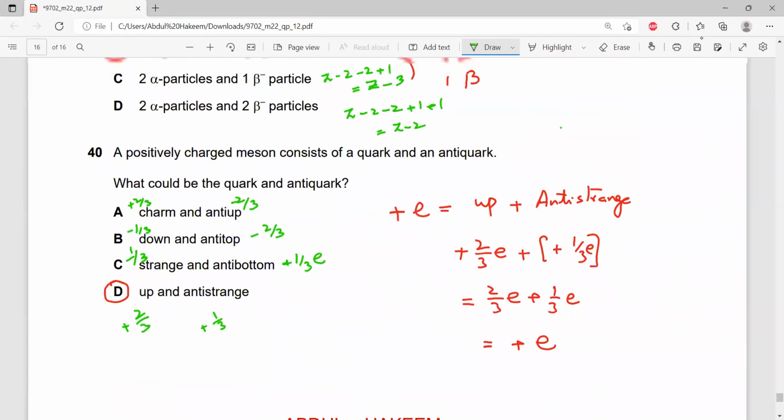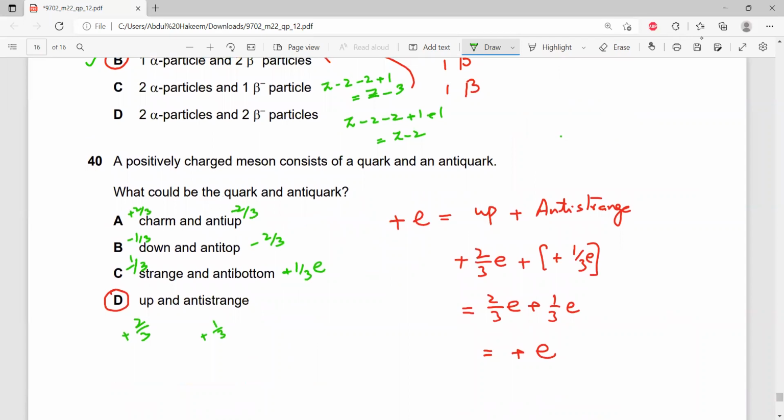Now the last question. A positively charged meson consists of a quark and an anti-quark. A positively charged meson means it has plus e elementary charge. What could be the quark and the anti-quark?